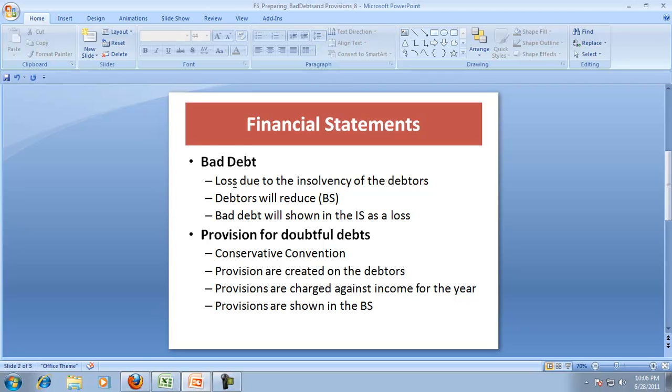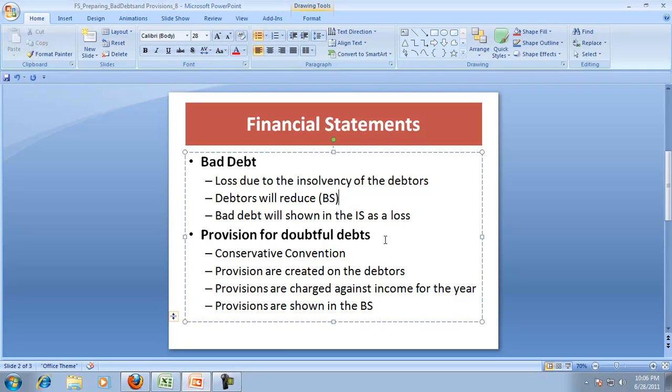We saw that bad debt is a loss due to insolvency of the debtor. Debtors will reduce to the extent of the bad debt, and bad debt will be shown in the income statement as a loss. But sometimes when I'm expecting a bad debt in future, you are allowed to create a provision for doubtful debts because of the conservative convention. The provisions are created on the debtors and charged against the income for the year, and provisions can be shown on the balance sheet as a reduction from the debtors, or on the sources side, maybe under the current liability.